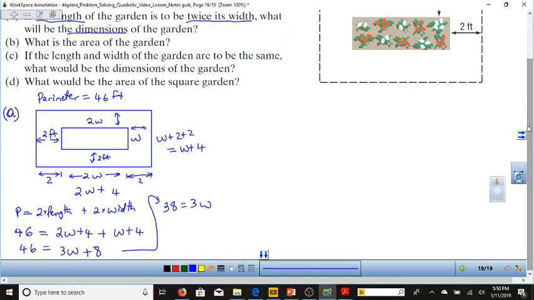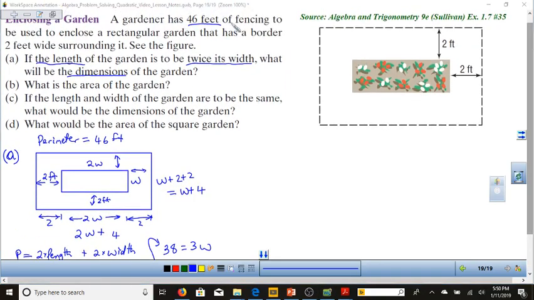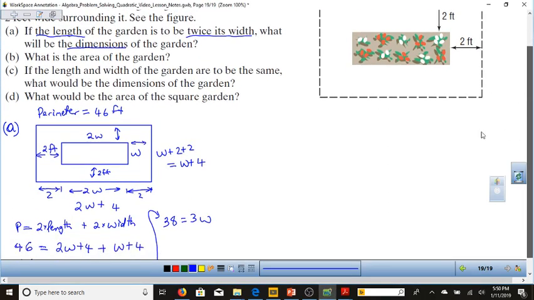So since we have 46 feet of fencing to enclose the border, we have the width plus 2 plus another 2, that's the width plus 4. And the length is 2W plus 2 plus 2, so the length is 2W plus another 4. We add those up twice. That's what I forgot to do here. So I'm going to multiply this by 2 because it's twice the length plus twice the width. So that gives me, let me make a quick correction here.